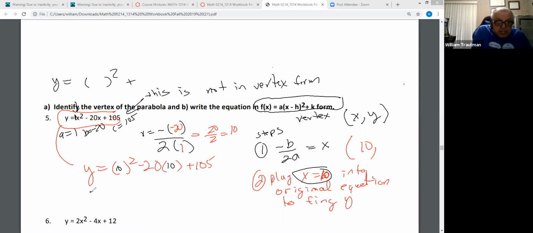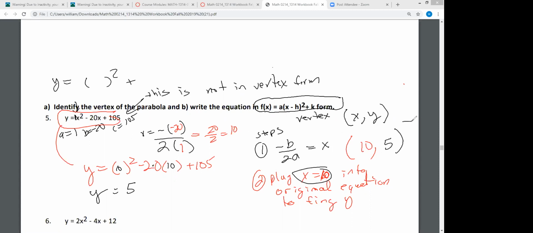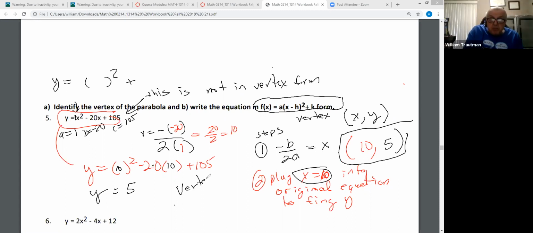And put this in my calculator. 100 minus 200 is -100. I think I get 205. Wait, that's not right. I get 5. 100 minus 200 plus 105. Can anybody verify? Put that in your calculator. You should get 5. Yes, got 5. So my vertex for this problem is 10, 5.